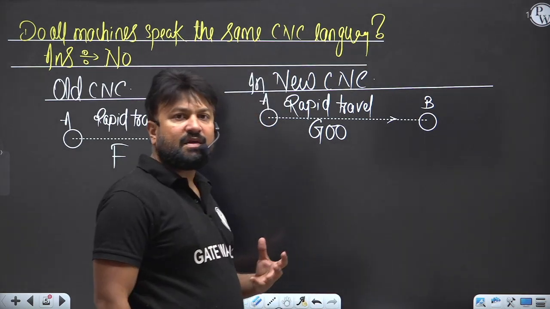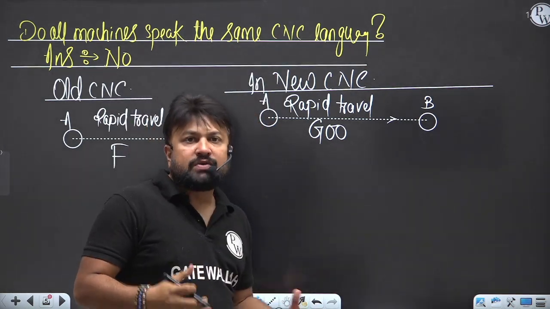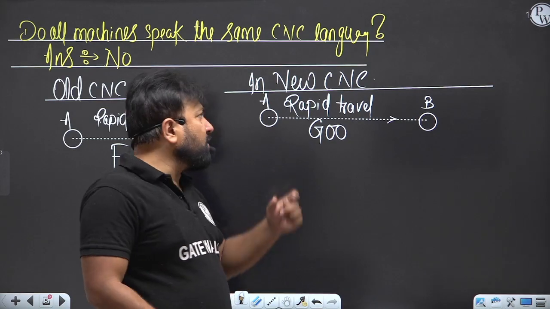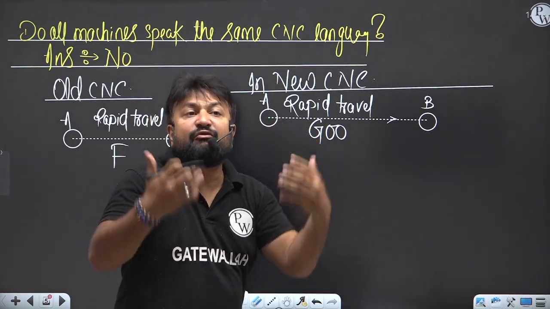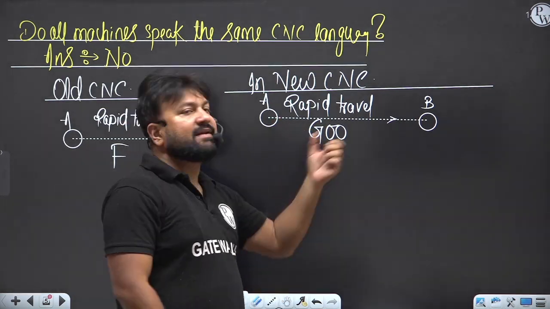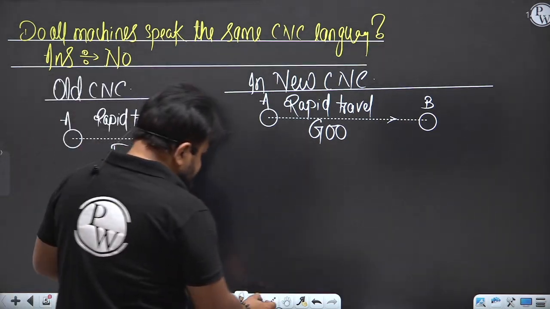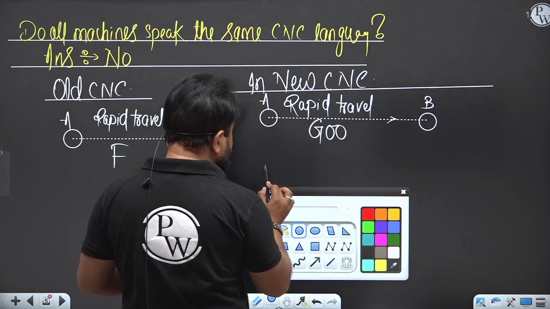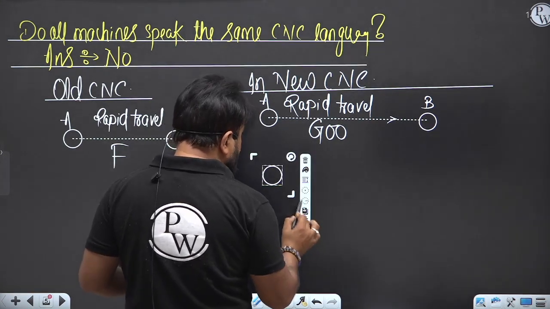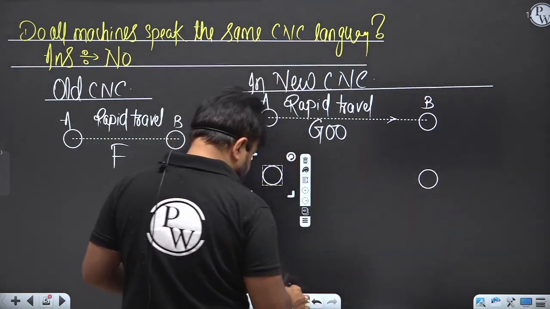G00. In short, you can say go. So go means you are moving from one point to another point in a very rapid manner, but technically it is G00, right? Now in a new CNC machine, we are moving our tool from here to there.